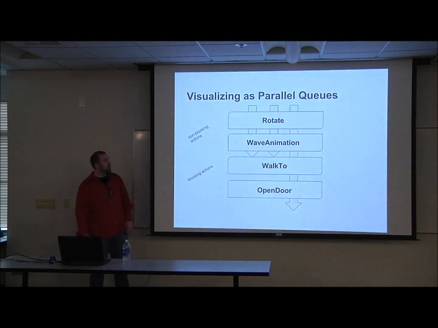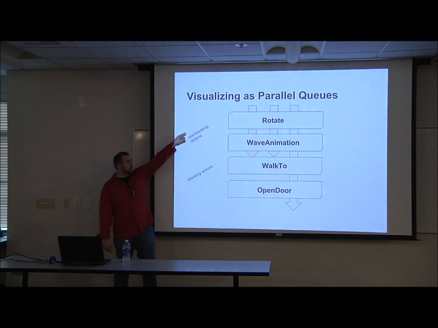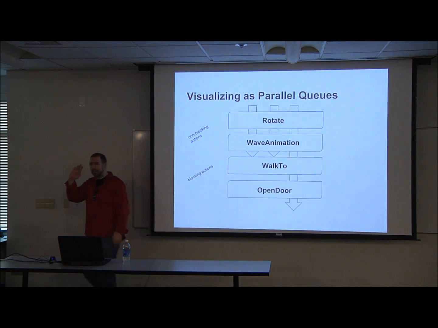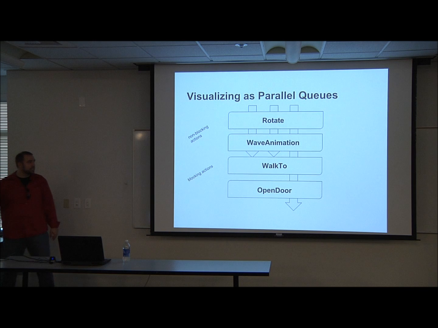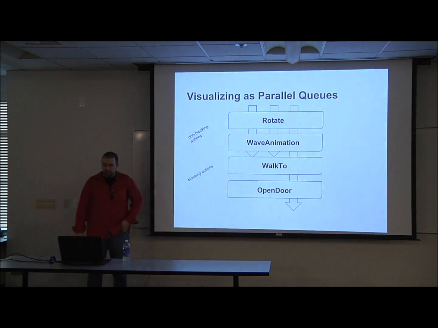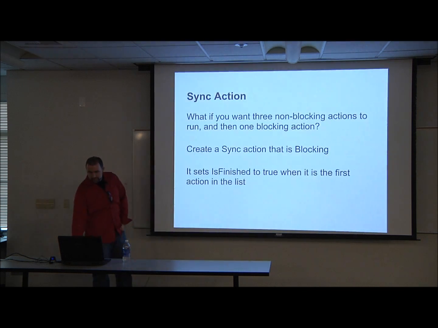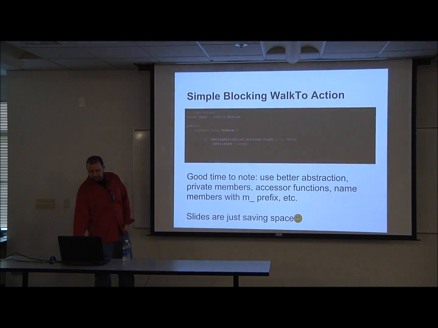So if we have rotate and wave animation set to be non-blocking, and we look at our loop that we put in before, the action list is going to run rotate, then it's going to run wave animation, then it's going to run walk to, and because walk to is blocking, it's going to stop. So it's going to be rotating and waving and walking at the same time, which wasn't the behavior we were trying to go for. So what we would like to do is put in some way of indicating in here that we've got these two non-blocking actions, but we want them to completely finish before we get to the walk to action. So the sync action is a way to do that.